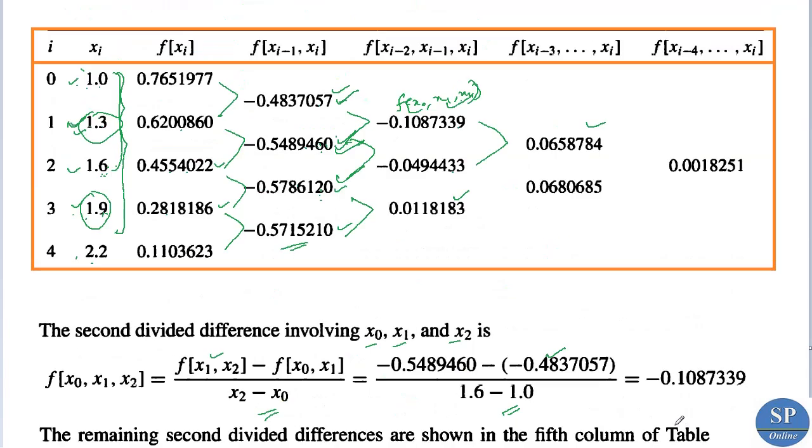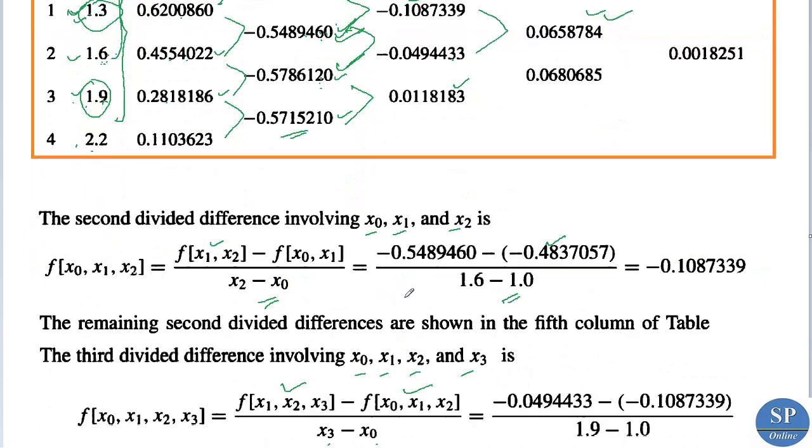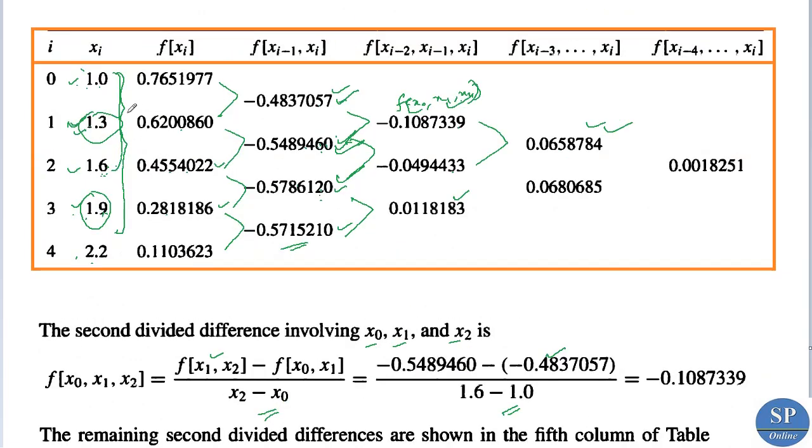0.06588784. That's this value. Now in a similar way you can find the next third divided difference, that means by using these 1.3, 1.6, 1.9, 2.2, that is x1, x2, x3 and x4.